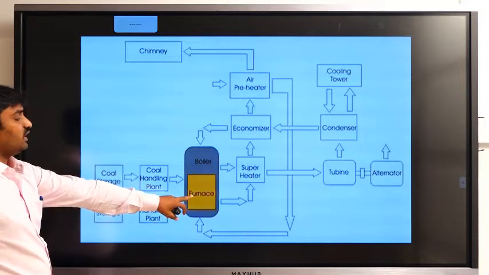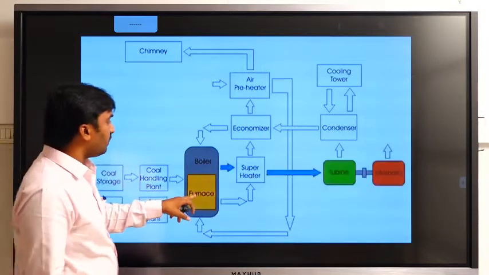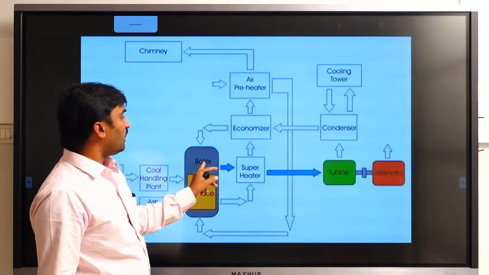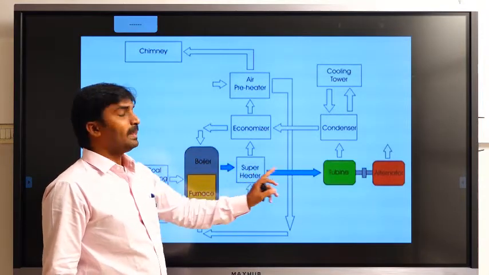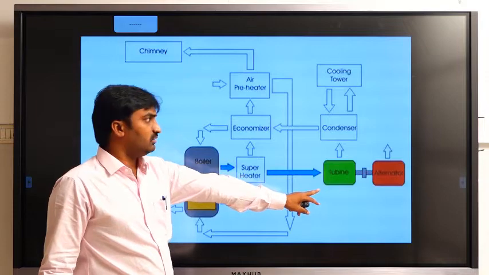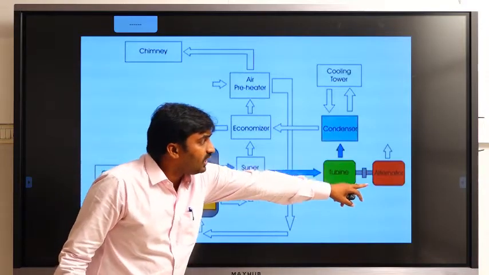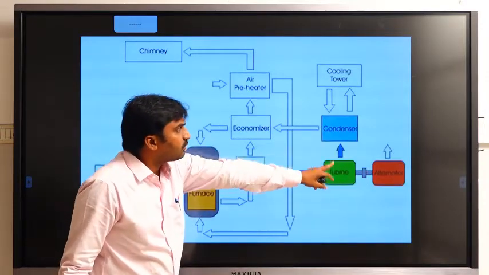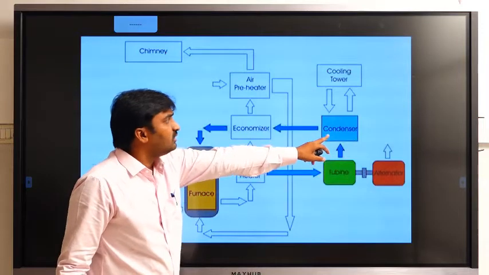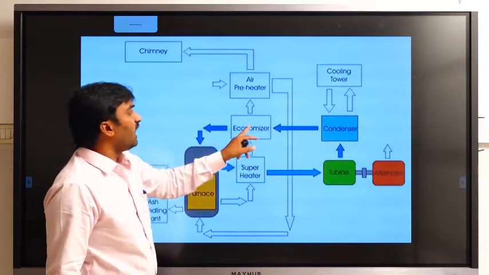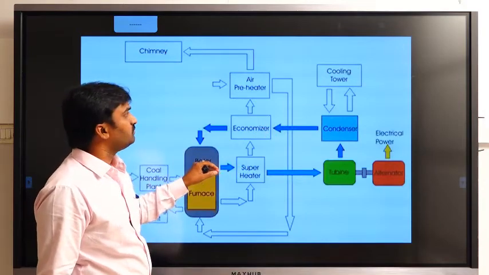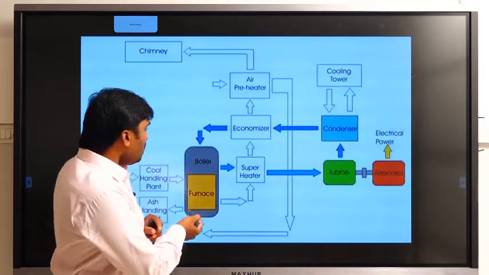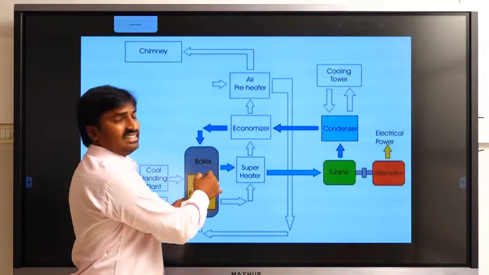First, we use the furnace for firing coal, and after that the boiler water is converted to steam, which is connected to the superheater and supplied to the turbine. The turbine is connected to an alternator, and from the turbine the condenser is connected, and the condenser to the economizer, because the cool water is sent back to the boiler once again. Here in this boiler the water is heated.